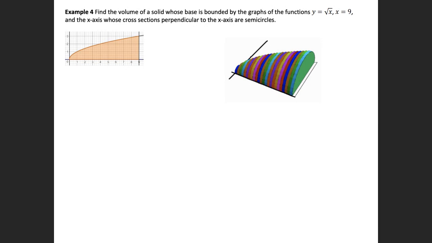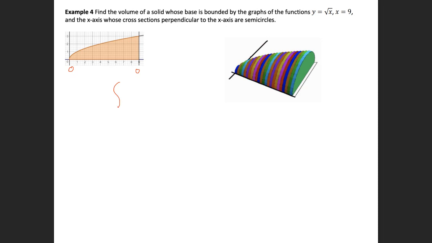And in this problem, it went from 0 to 9. And we put a bunch of semicircles on there. Okay, so you can see that there's hundreds and hundreds of these semicircles. How do you find the volume of that object? Well, the concept is very, very easy, but the math in it sometimes really messes with kids' heads.